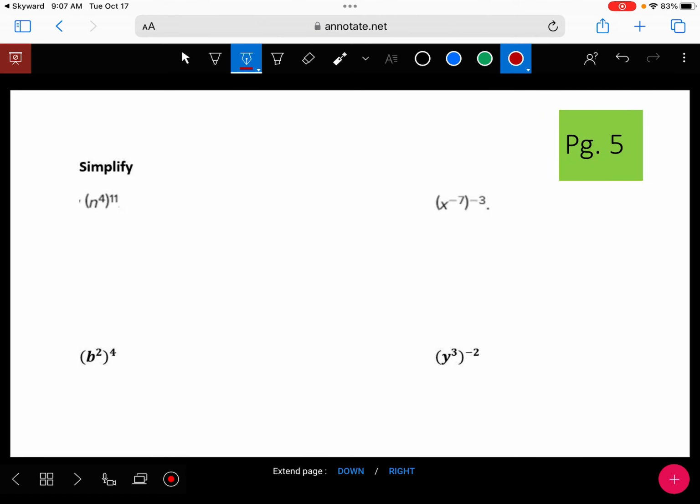So go ahead, take a minute and do these 4 questions by yourself. Multiply. Sometimes they could be negative, sometimes they could be positive. We'll talk about negative exponents a little later in the unit, but for right now, all I want you to do is simplify by multiplying. So you're multiplying your exponents.